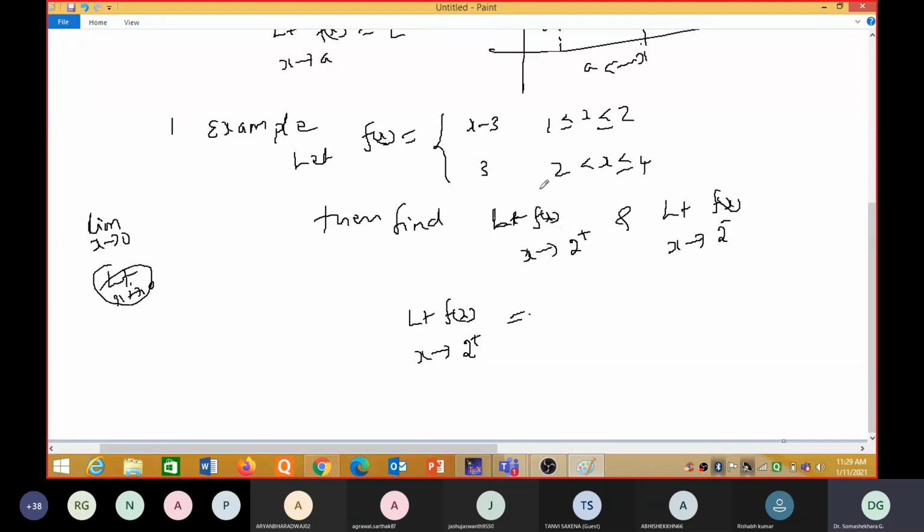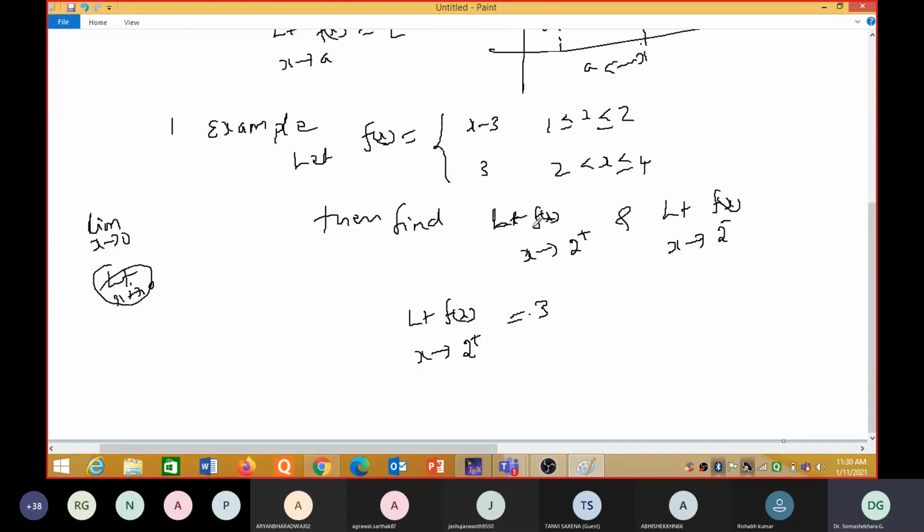Why is it 3? Because for x greater than 2, the value given in the question is 3. We are approaching from this side. Understanding? So it will become 3.